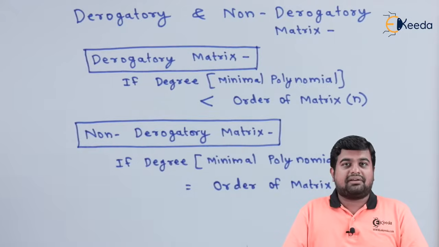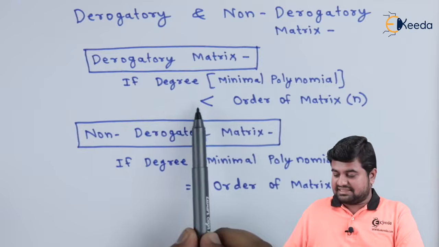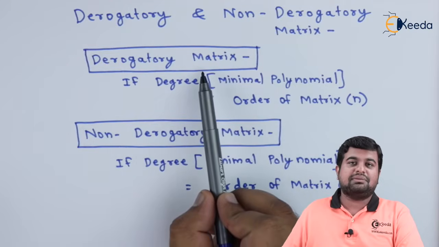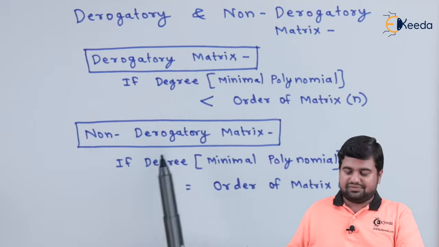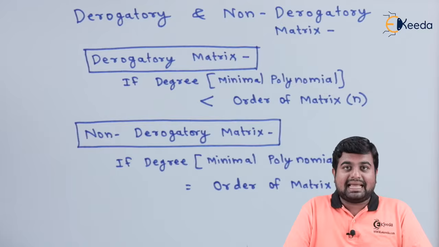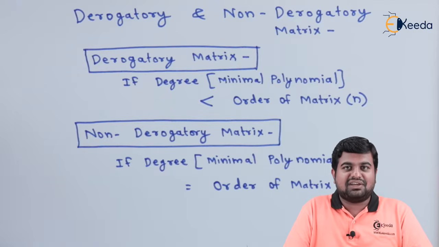So in derogatory matrix, if the degree of minimal polynomial is less than the order of the matrix given, n, then we call the given matrix derogatory matrix. And if the degree of minimal polynomial is equal to the order of the matrix n by n, then we say the given matrix is non-derogatory matrix. So friends, the point to be noted over here is the degree of minimal polynomial can be equal to n but cannot be greater than n. This is the very important point.